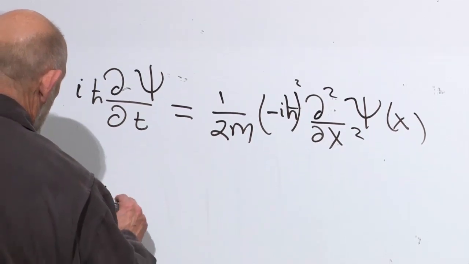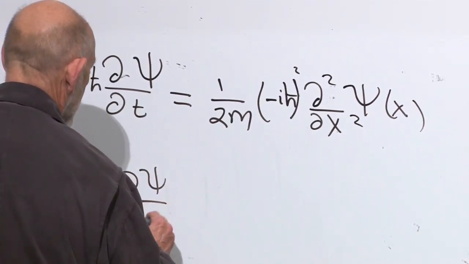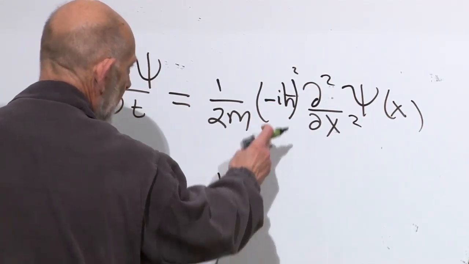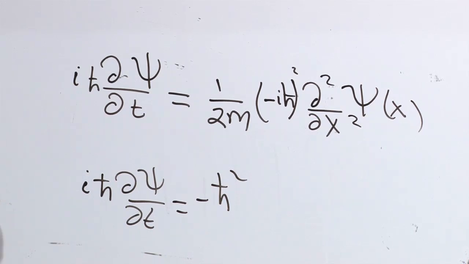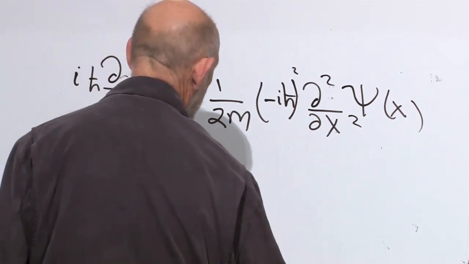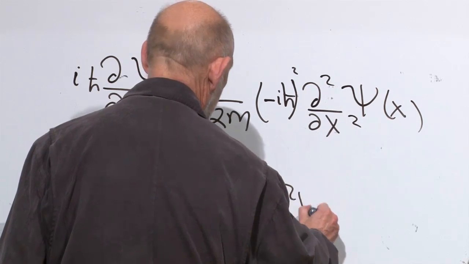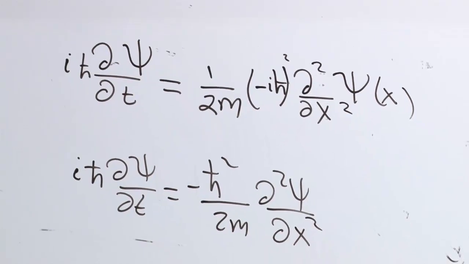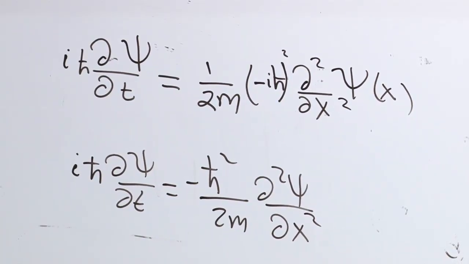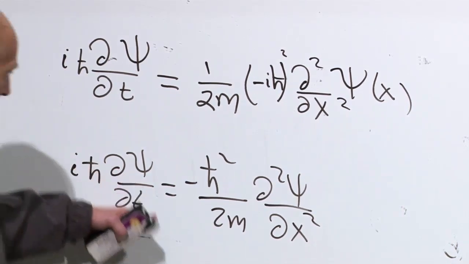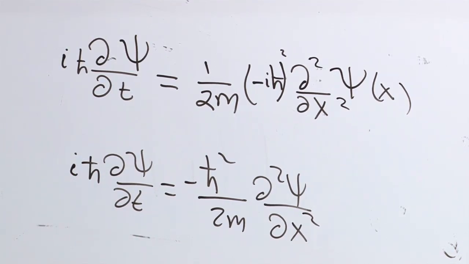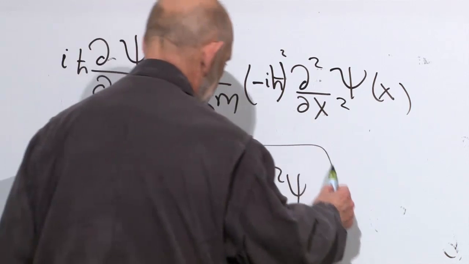Let's leave the h bars. i h bar d psi by dt is equal to minus h bar squared, the minus comes from minus i squared, over 2m, d second psi by dx squared. This is a kind of wave equation. Incidentally, this is also a wave equation, and psi is a wave function. This is the Schrodinger equation for an ordinary non-relativistic particle.